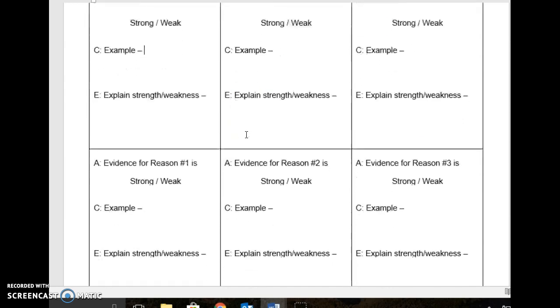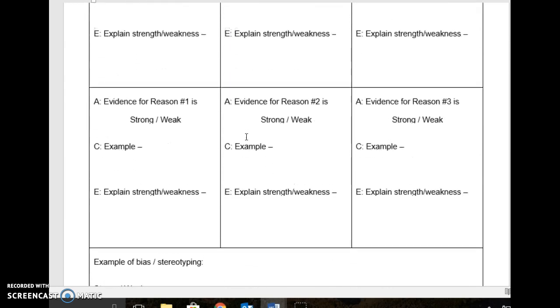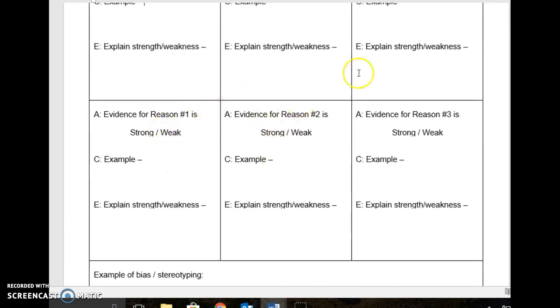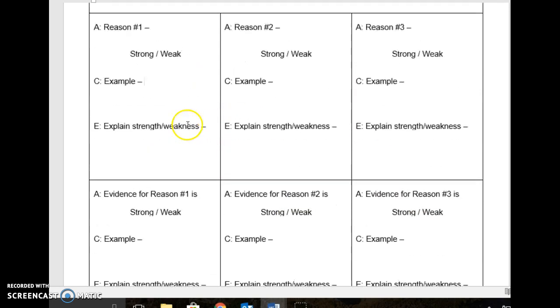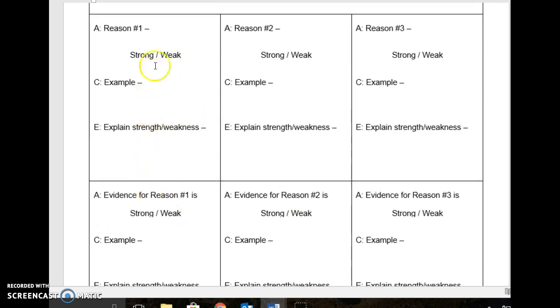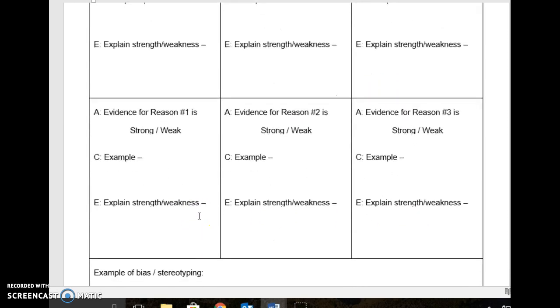Then you're going to go down to the evidence. The evidence that you see, the box under each one of the reasons, should link to the reason. So reason number one and evidence number one should go together. These two things should support each other. Reason number two, evidence number two, these two things should support each other. Same for reason number three and evidence number three.